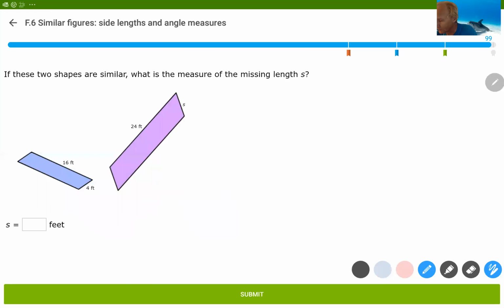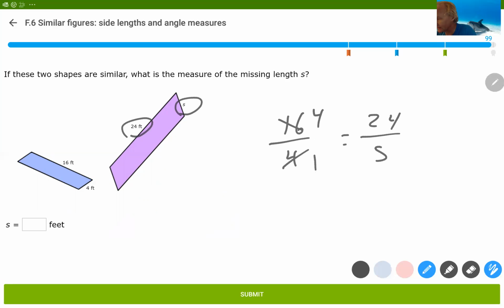Boy, they really want to work us here, don't they? No easy way to go. I'm going to put the 16. You know what? I'm going to do the 16 with the 4. So I did the long to the short. That means that I need to do long to short. 24 over S. And simplifying this gives me 4 over 1, which means that I have to multiply by 6 to get that side.